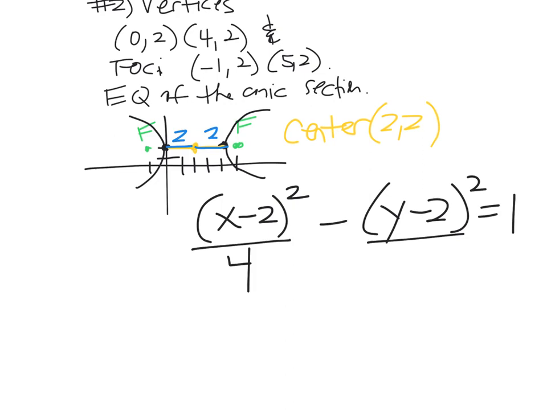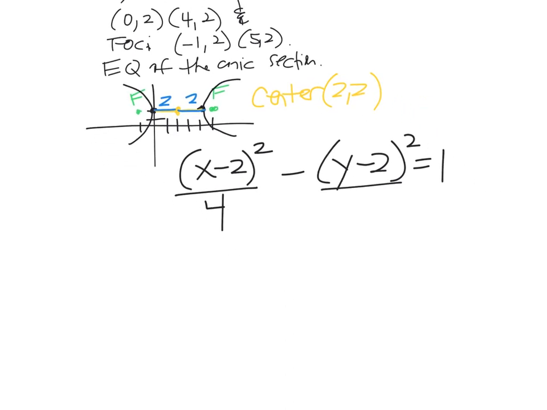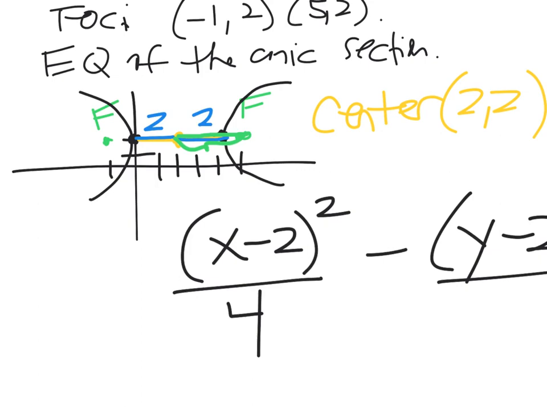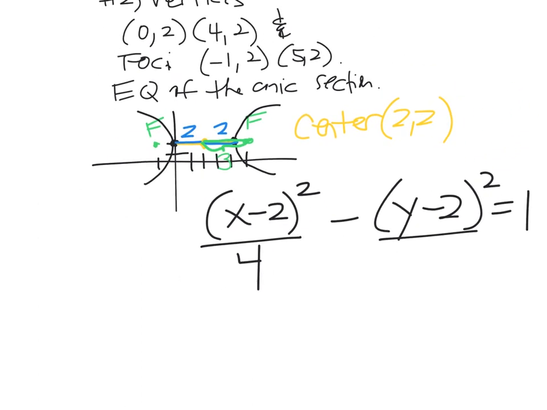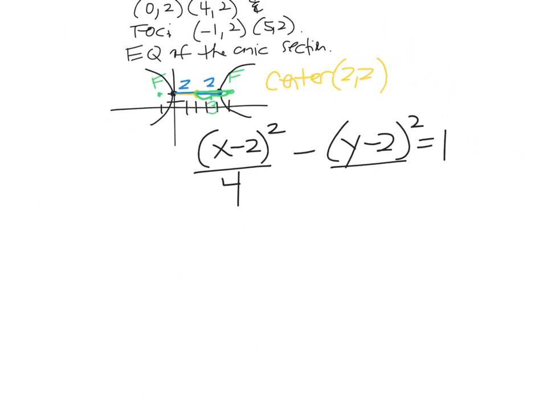And for my foci, I have to use the foci equation. Well, how far from the center are the foci? 1, 2, 3. Do you see that green line right there? Yeah, it's a distance of 3. And so it's 6 all the way across. We don't need to know that, but you're right. So we're going to go c squared equals a squared plus b squared. So b squared is 5. Perfect. Done.